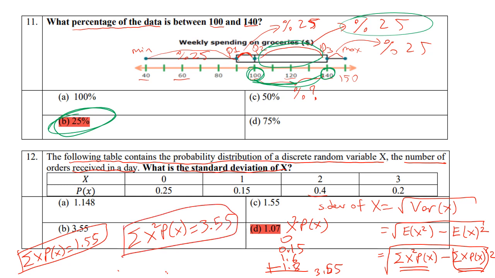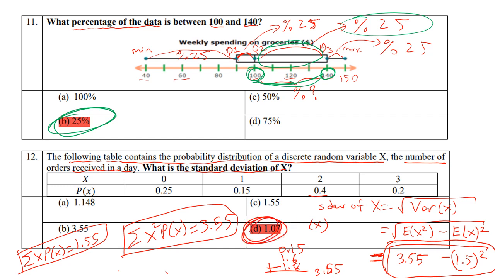Now the next thing is we have to write them in here. We found that the sum of x squared p(x) is 3.55. And then this one here is 1.55 squared. If you do it with a calculator, this will be approximately 1.07. So this is the answer now.